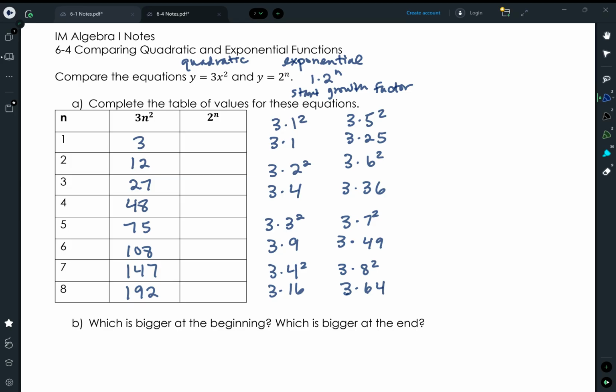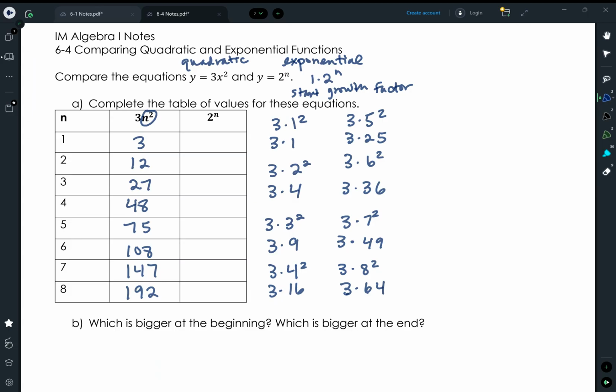So remember, every time we're raising something to a power like this, we have to do our exponent before we multiply by 3. So make sure we're following order of operations. So 2 to the nth power I actually think is going to be easier for us because this is fresh in our minds from the last chapter.